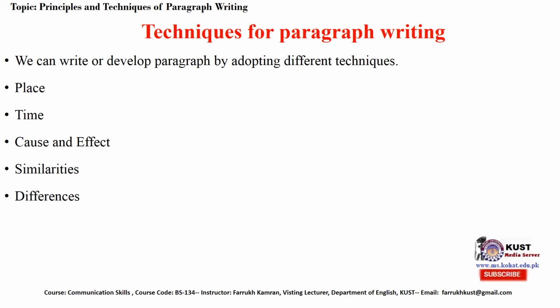Now I'll talk about different techniques for paragraph writing. We can write or develop a paragraph by adopting different techniques. However, a few techniques given below are commonly used. The first is place. If the paragraph is related to the mention of some place, write it in the beginning. Treat it as a topic sentence. All the other sentences must be related to the topic sentence.